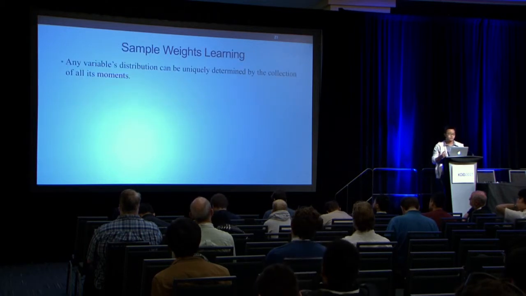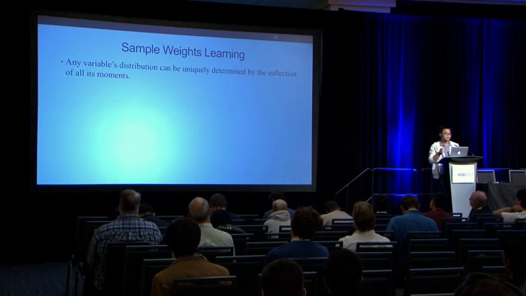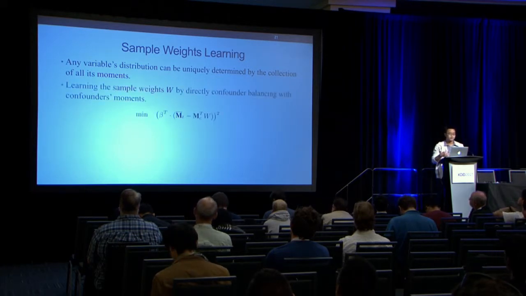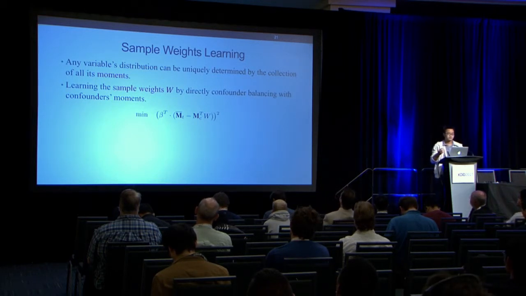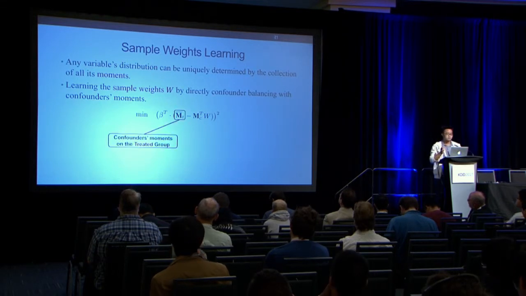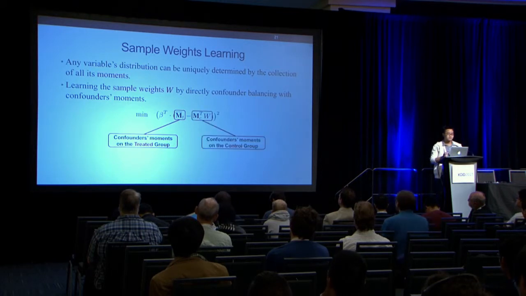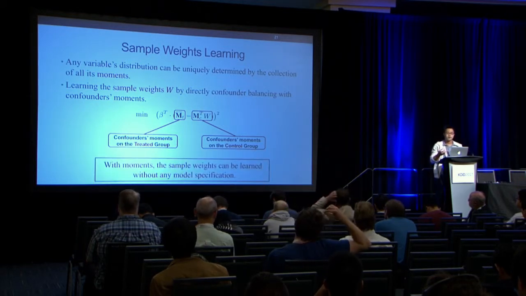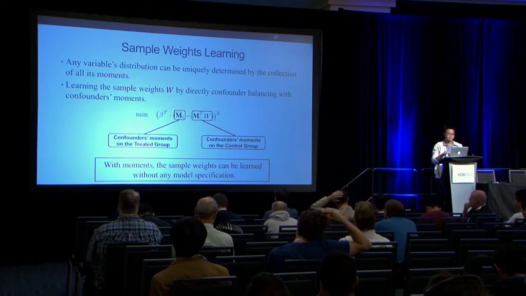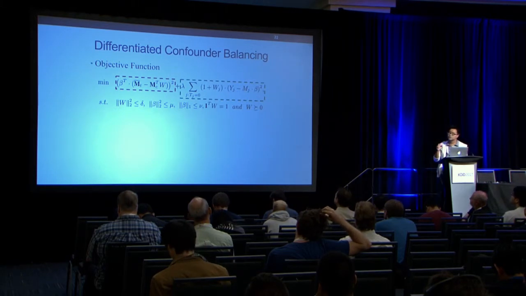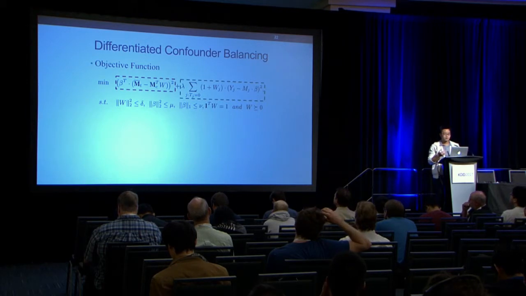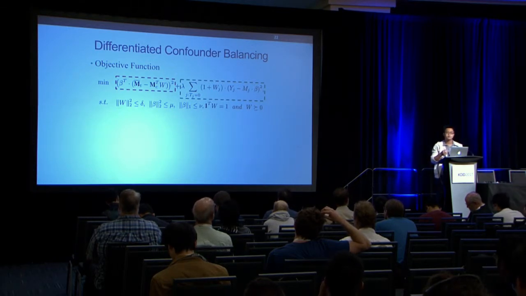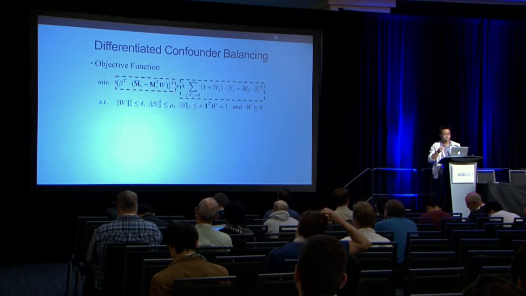Second, for the sample weight learning, we know from Wikipedia that any variable's distribution can be uniquely determined by the collection of all its moments. Inspired by this, we propose to learn the sample weights by directly balancing confounders by exploring the confounders' moments, where M_T means the confounder moments on the treated group, and M_C times W means the confounder moments on the control group. With the help of the moments, we can learn the sample weights by direct confounder balancing without any model specification. Here is the final objective function of our differentiated confounder balancing algorithm, where the red part is for sample weights learning by direct confounder balancing, and the green part is for confounder weights learning by regressing outcome Y on the augmented variables.